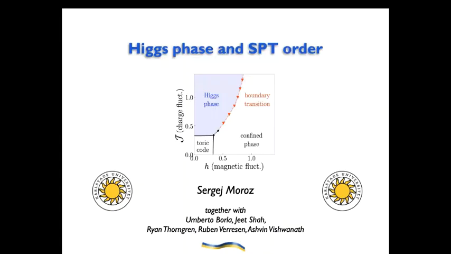In Seattle. Yeah, so today I'm going to tell you about our recent work on how to view Higgs phases of Z2 gauge theories as SPT phases. So my name is Sergey. I'm from Karlstad University in Sweden, and I did this work together with Umberto Borova, Jim Shah, Ryan Sondgren, Ruben Perez, and Ashton Lish.